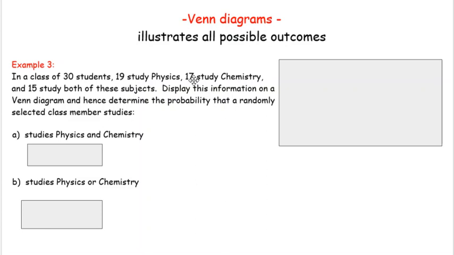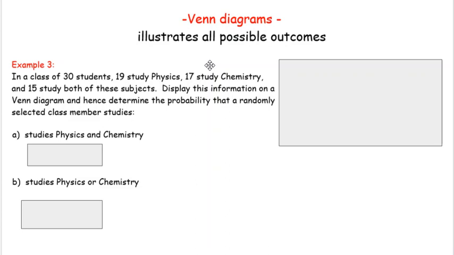Yeah, so they didn't make that clear in the wording that the students that study both are included in these other totals. So if 15 are studying both, that means how many are studying just physics? 4. Yeah, good. 4 are studying just physics and 2 are studying just chemistry. And then of course there'll be some students who aren't studying either.